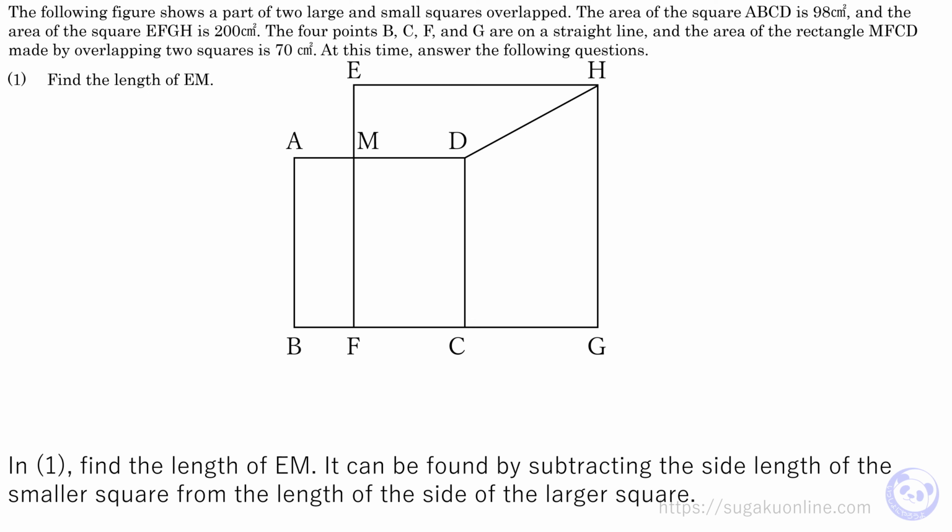In 1, find the length of EM. It can be found by subtracting the side length of the smaller square from the length of the side of the larger square.